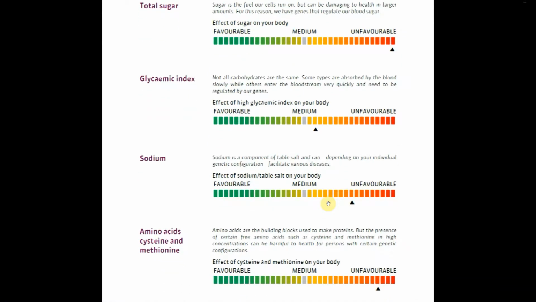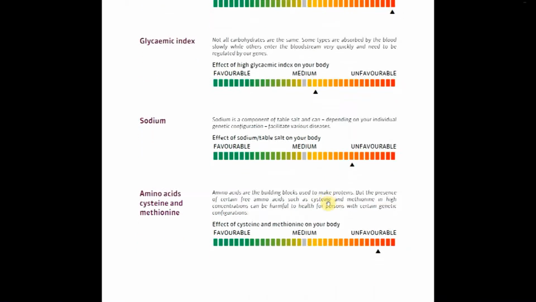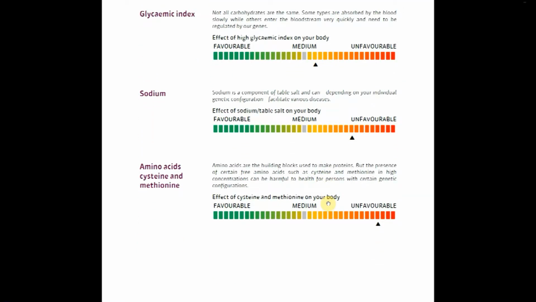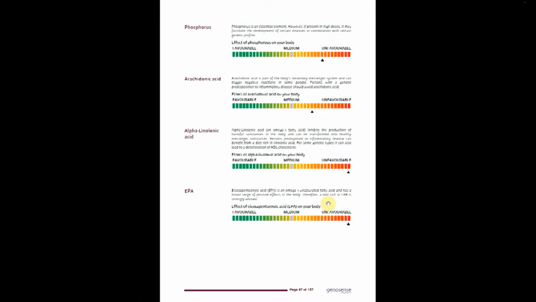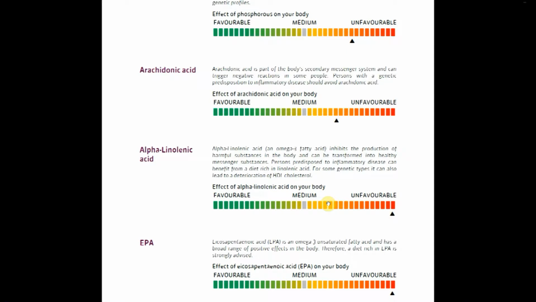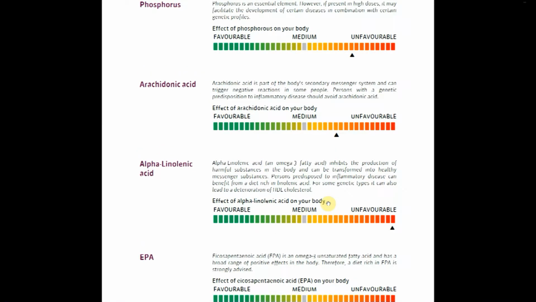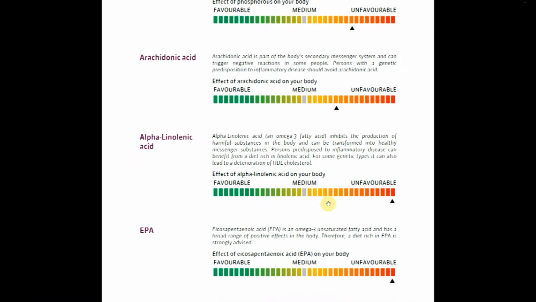Sodium, that's table salt. For some people it's normal, for others it's very unhealthy. The amino acids cysteine and methionine, in this case, are very unfavorable, might be different again in your case. Then phosphorus, which is in chocolate and in meat products, sausages and so on, is moderately unfavorable. Arachidonic acid, this is something in animal products. It increases the inflammation response of the body, is moderately bad. It might be very bad for you or normal.